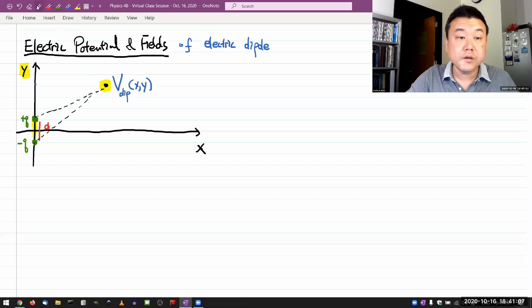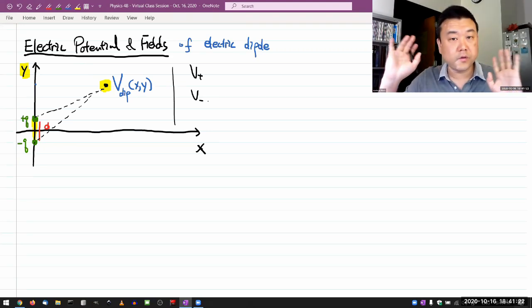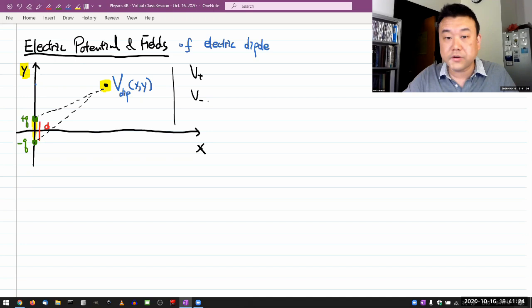All I have to do is to figure out, okay, what is the potential due to a positive charge? What is the potential due to the minus charge? And once I have those, simply add them together. That's my combined electric potential, and then I'm done. I don't have to figure out the components. I don't have to do any of that. So let me do that.